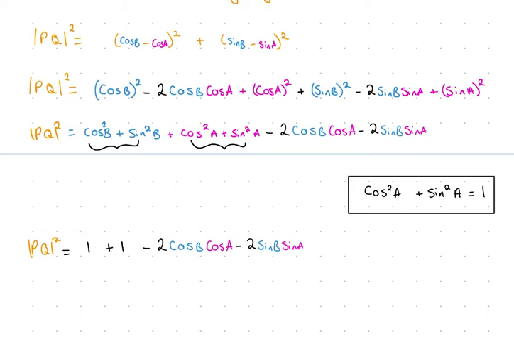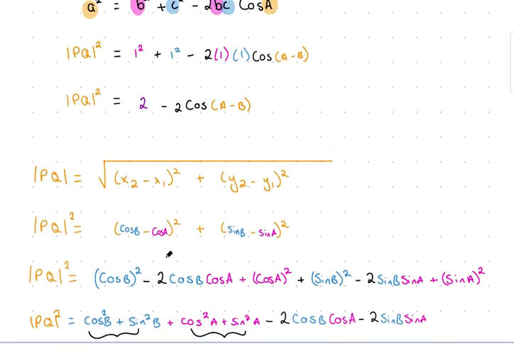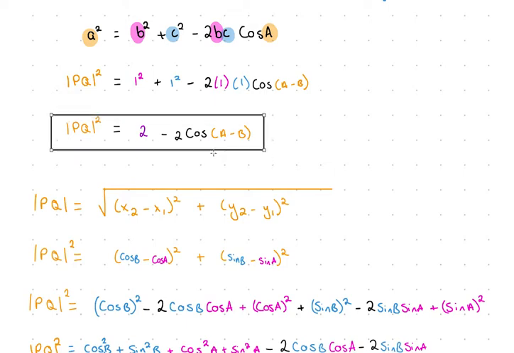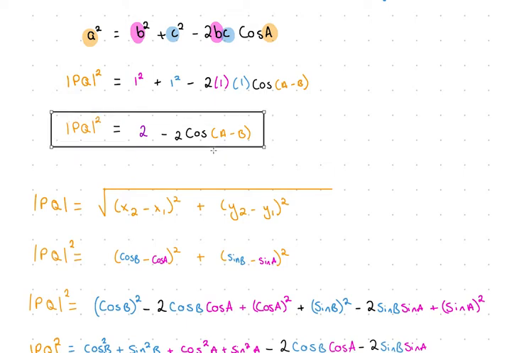I can tidy it up further. I can say that 1 plus 1 becomes 2. So I can even write that a bit neater for myself and write that as 2. So that's what we have. Now, I already said that pq squared was equal to something else. We said that pq squared was equal to 2 minus 2 cos a minus b. So we've already identified what pq squared was. So I can actually replace it with 2 minus 2 cos a minus b.